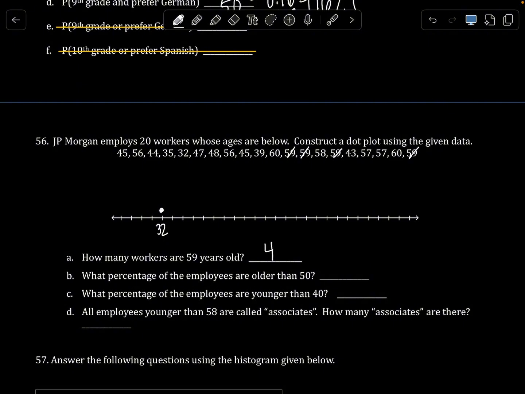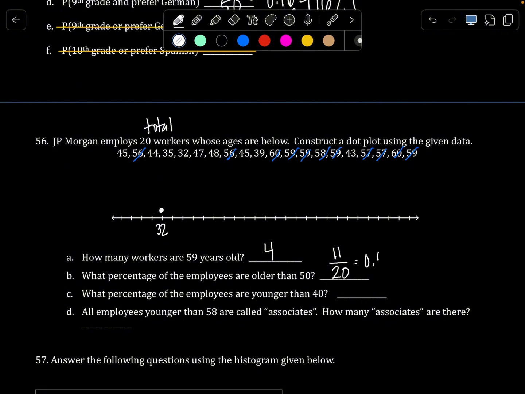Write that down. What percentage of the employees are older than 50? Okay, hold on. I know there's a total of 20 workers, so add a 20, but how many of them are older than 50? Cross it out. Ready? 1, 2, 3, 4, 5, 6, 7, 8, 9, 10, 11. Did you guys get 11? Did I miss one? 11 out of 20, and that's 0.55, as a percent multiplied by 100, 55%.